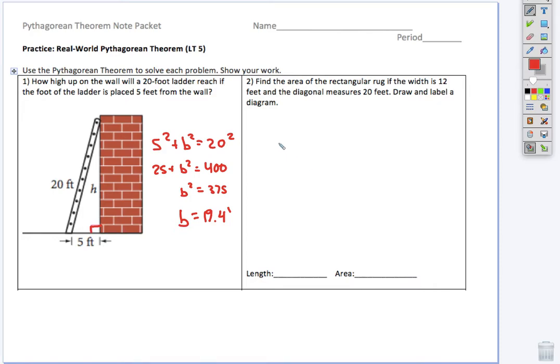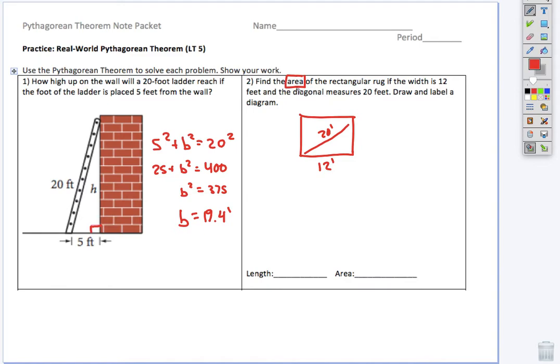That's okay. The next one, find the area. That's kind of a key here. Area of the rectangular rug if the width is 12 feet and the diagonal measures 20 feet. So first I'm just going to draw a rectangle. So this represents our rug. It says it's 12 feet wide, and then the diagonal is 20 feet.